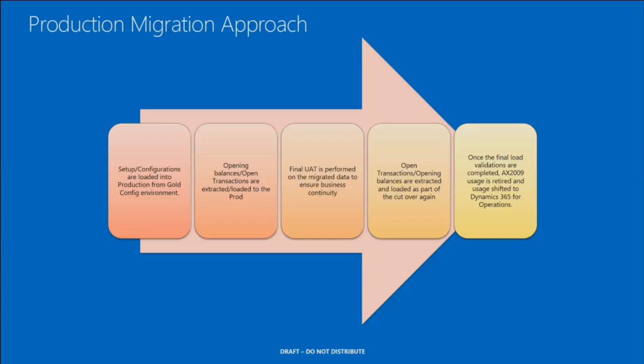After that's done, when you officially cut over, that should just be a smoke test, because you can't afford to do a full cycle test during your production cutover downtime. So do some smoke tests, and then post your open balances and move your open documents. Once your final load is complete, turn off your 2009 and turn your D365 on. Okay?